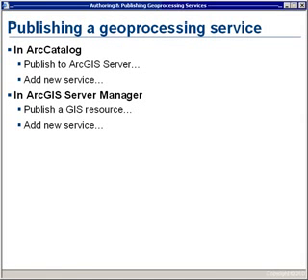Now, I can publish from one of two places. I can publish in ArcCatalog by right-clicking on a resource, say a map document or a toolbox, and saying Publish to ArcGIS Server. Or I can start on the server itself and use the Add New Service option to specify a lot of the parameters on that service, including the resources that are going to be published. The exact same thing can be done in ArcGIS Server Manager. The difference is in ArcCatalog, you're using a desktop application. In ArcGIS Server, you're using a web-based application.